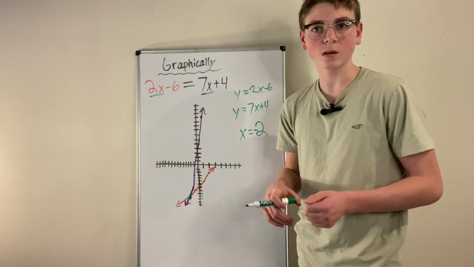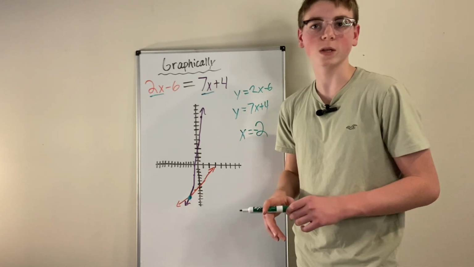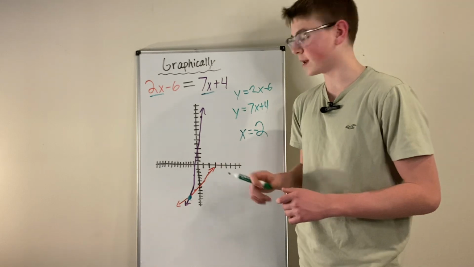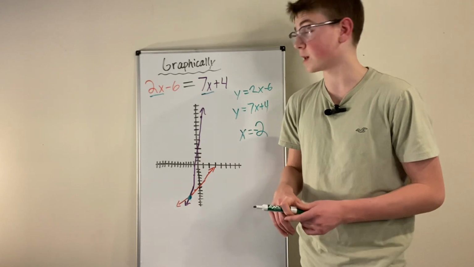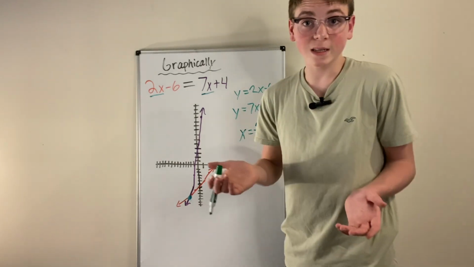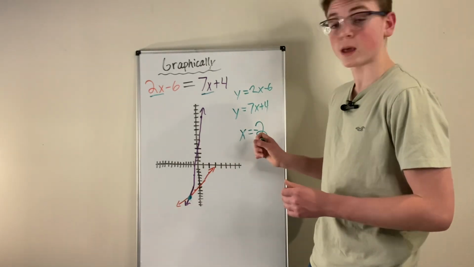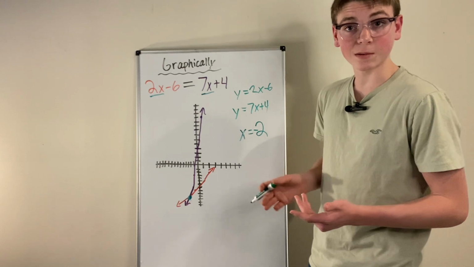Some may be easier to just graph. Some equations will be easier to graph and find the intersection point, while some will be a lot easier algebraically. This equation, I'd say it's easy both ways. You get a nice, good x equals negative 2.